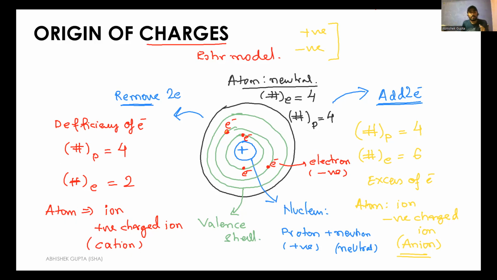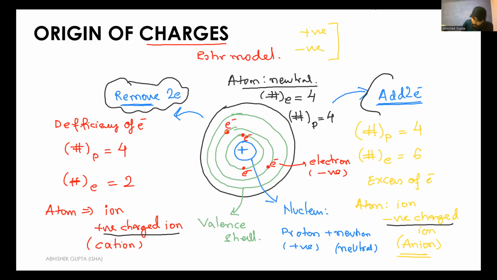When we are making a body a positively charged ion or a negatively charged ion, we talk in terms of electrons. Either we remove electrons or we add electrons. Why don't we talk about adding or removing protons? This is because protons, being positively charged, are present inside the nucleus.